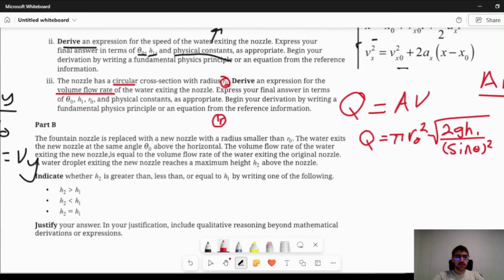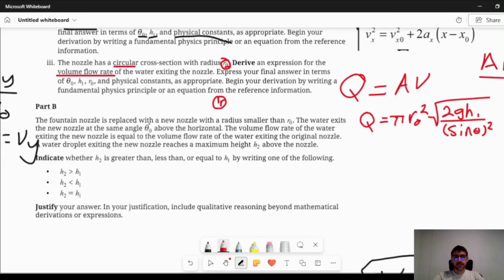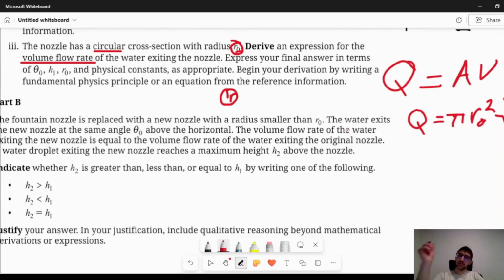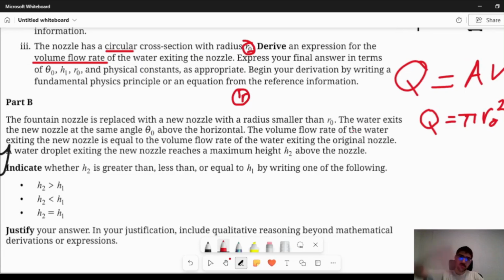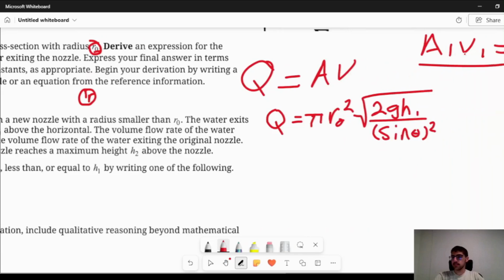And so then the last part, part B: the fountain nozzle is replaced with a new nozzle with a radius smaller than r. So the exit surface area where the nozzle is, it's got smaller. The water exits the new nozzle at the same angle, so same angle above the horizontal. The volume flow rate of the water exiting the new nozzle is equal to the volume flow rate of the water exiting the original nozzle. Like I said, it's conserved.